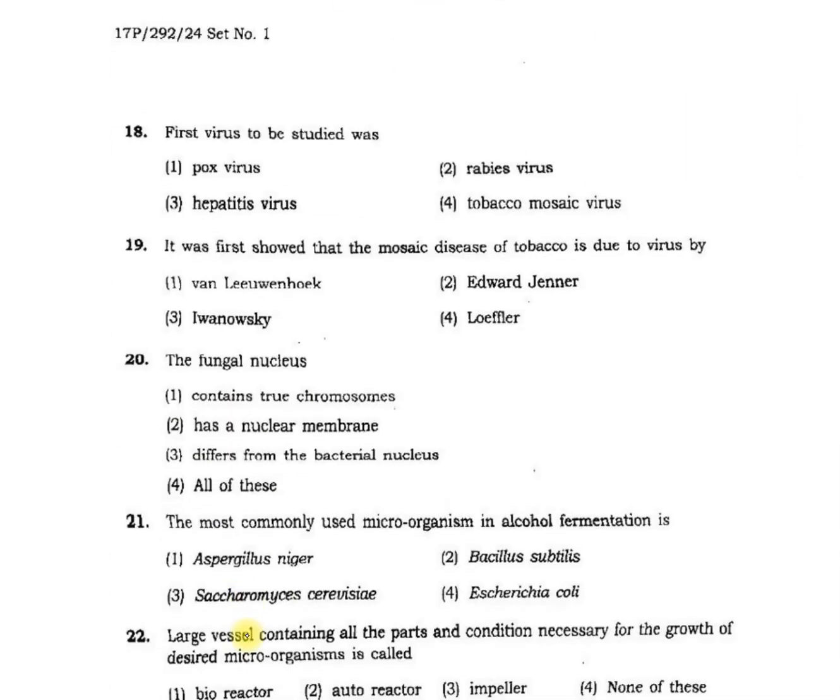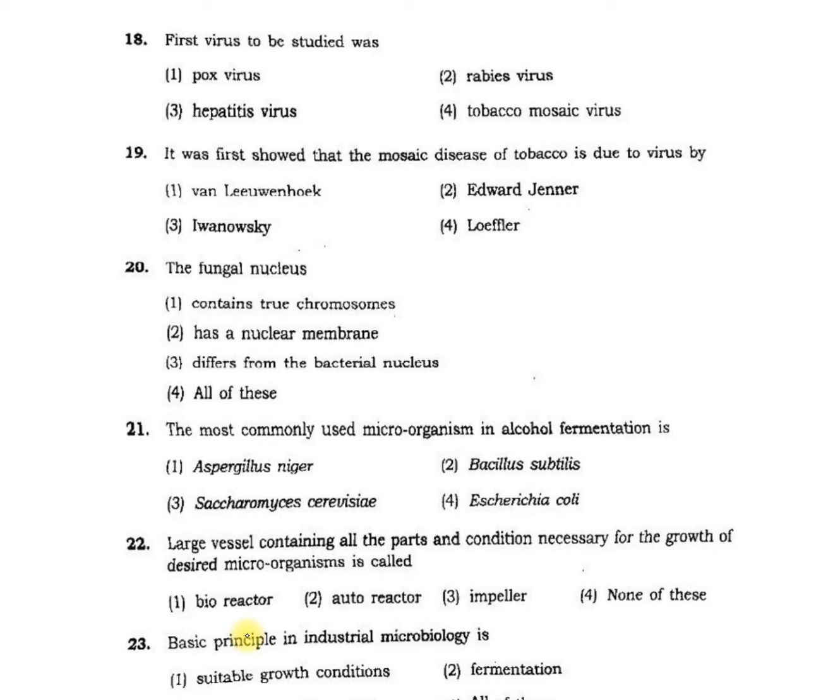The question number 18. First virus to be studied was 1. Pox virus, 2. Rabies virus, 3. Hepatitis virus, 4. Tobacco mosaic virus. Tobacco mosaic virus, the TMV virus, is the correct one.